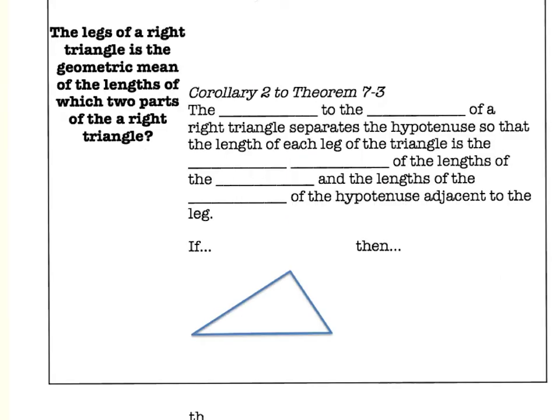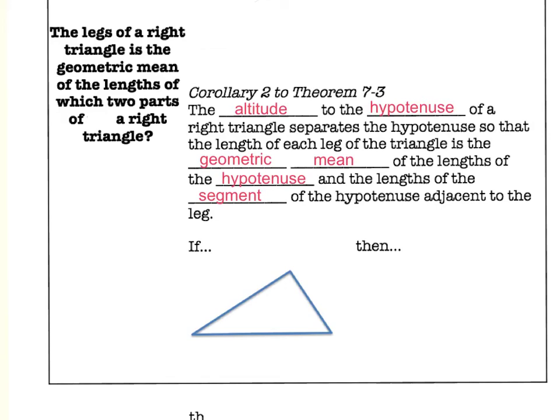So let's check. Our final question is, the legs of a right triangle is the geometric mean of the lengths of which two parts of a right triangle? This can be explained with the corollary 2 to Theorem 7-3. This corollary says that the altitude to the hypotenuse of a right triangle separates the hypotenuse so that the length of each leg of the triangle is the geometric mean of the lengths of the hypotenuse and the lengths of the segment of the hypotenuse adjacent to the leg.